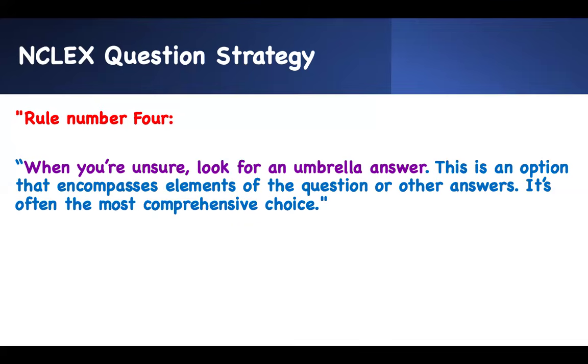If you're unsure, look for the umbrella answer. The umbrella answer is the one that contains everything. It's generalized. It's not fixed. It's not specific. This is an option that encompasses elements of the question and even elements of other answers. You take the question and then you take other answers and put them in one. It's a more comprehensive choice. And that is the easy way if you have to guess.